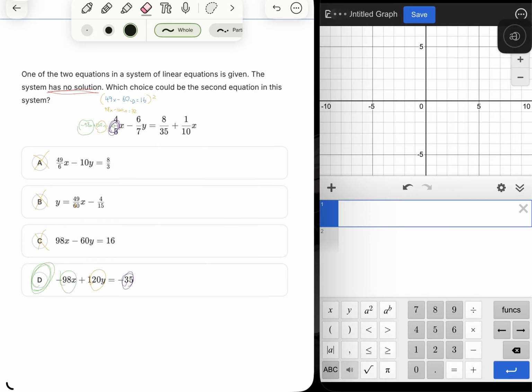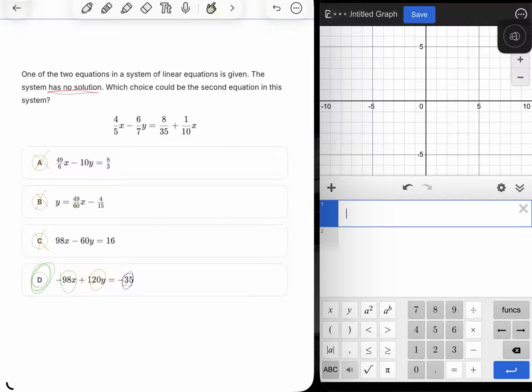So yeah, whenever you have a system and there's two equations, if they have no solution, try to look for the same x and y coefficients, but a different constant term. So that's actually the first way to do this problem.